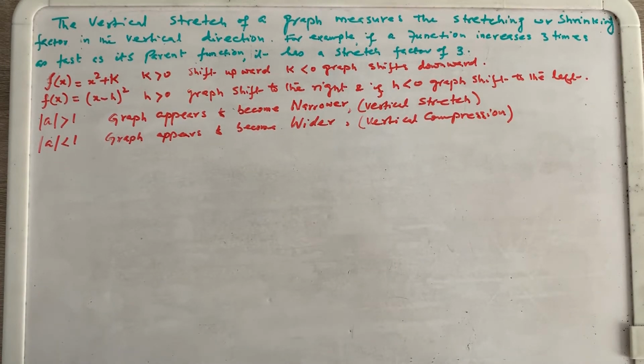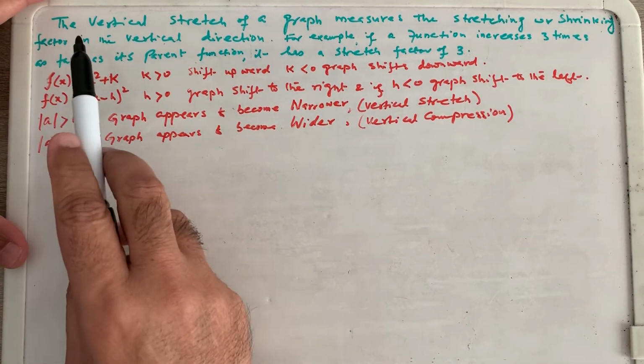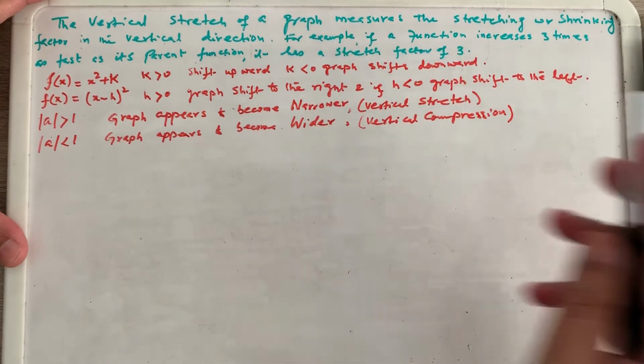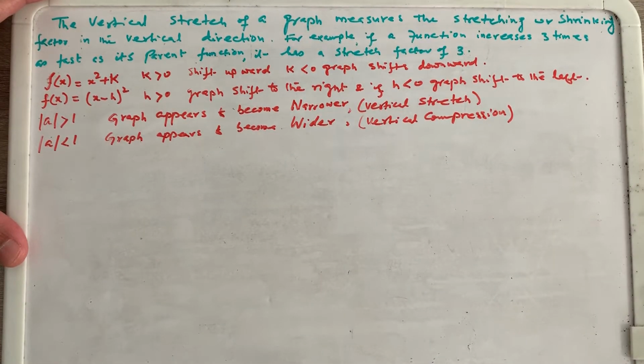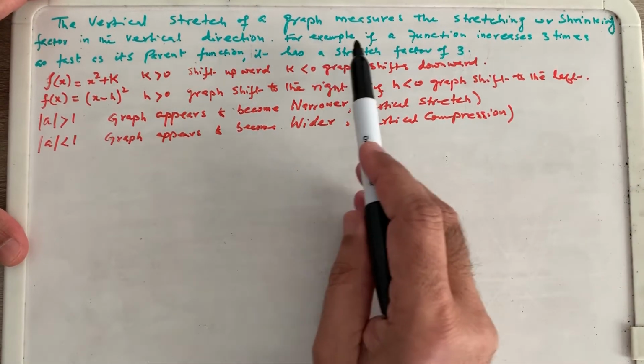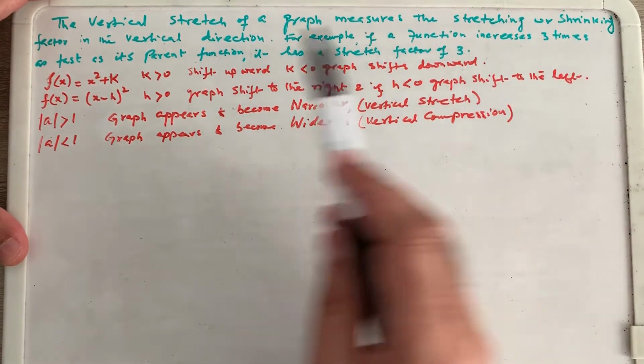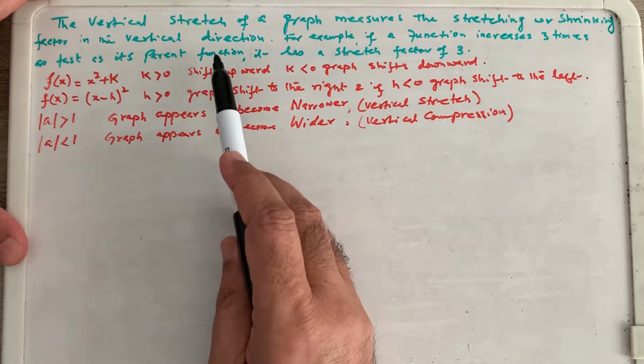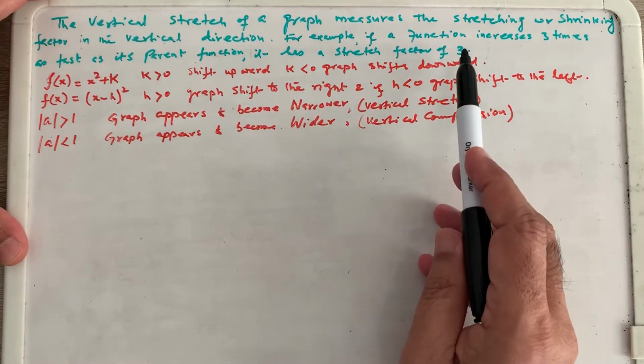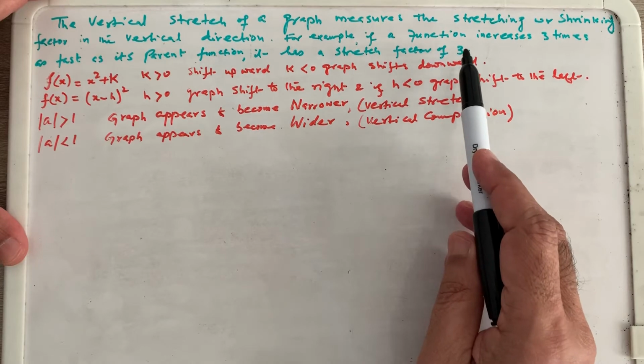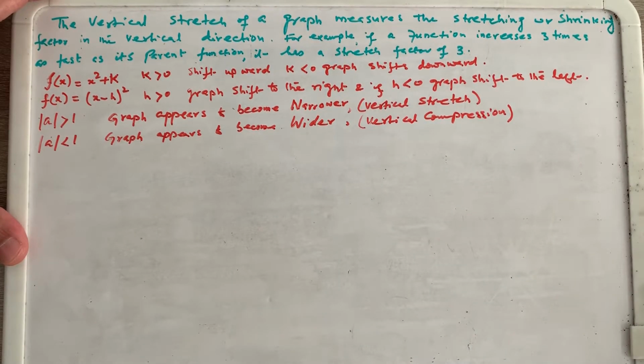So we will be continuing our topic of transformation on y equals x square, and we have learned in the previous two videos the following facts. The vertical stretch of a graph measures the stretching or shrinking factor in the vertical direction. So, for example, if a function is increased by 3 times as fast as its parent function, it has a stretch factor of 3.